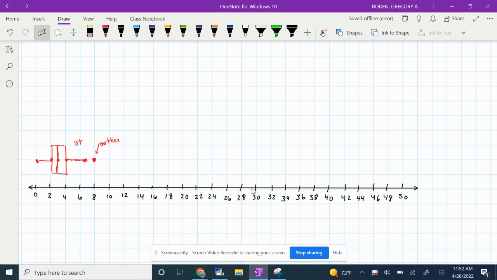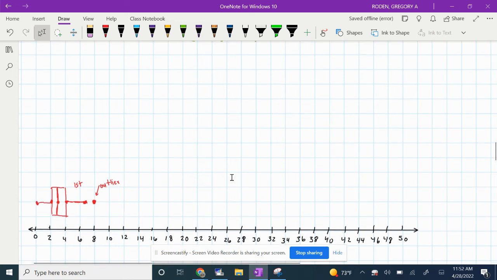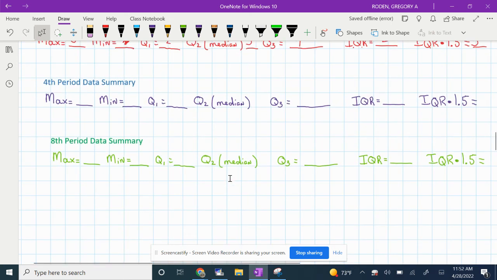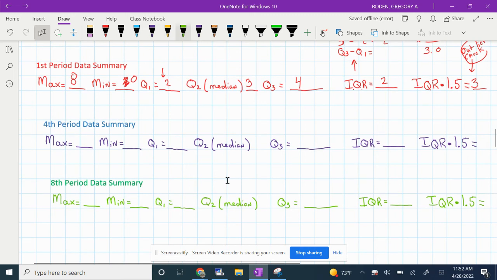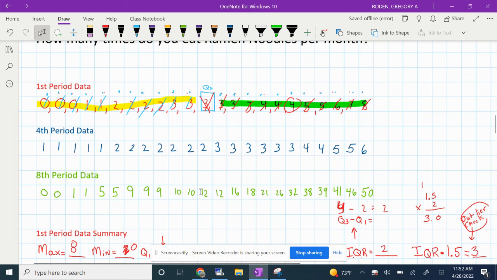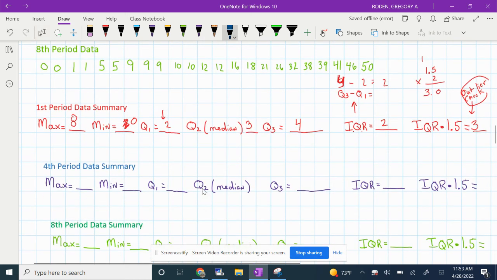Okay? So now let's go ahead and do the exact same thing for my 4th period class. I'll switch the color to blue here because that's the color I chose for them. All right, so let's see if I can get the maximum and minimum right this time. My maximum in my 4th period was 6 and my minimum was 1.